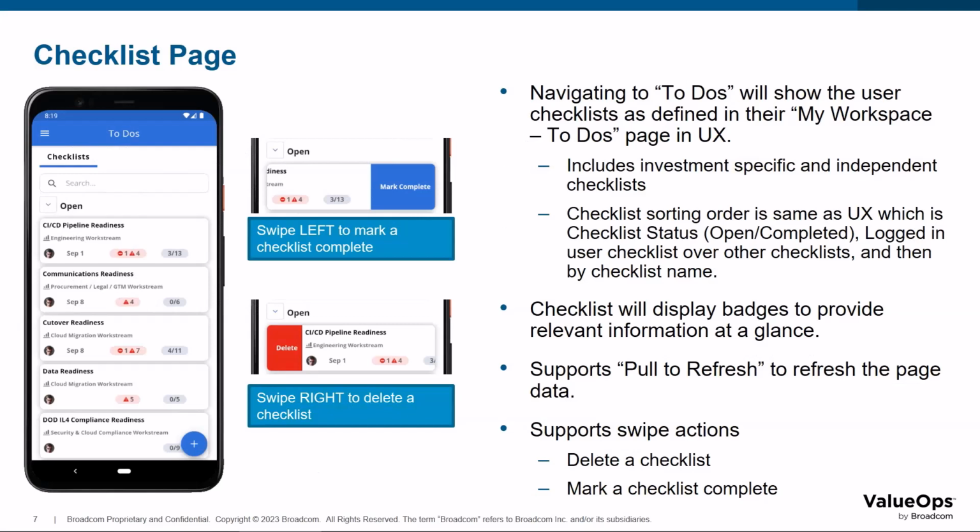The checklist will display badges on top of it to provide some relevant information at a glance to the user so that they can act on their checklist accordingly. Similar to action items, we also support the pull to refresh functionality. So if there is any update, the user can just pull down to refresh their checklist page. And we also now support the swipe action in the checklist, where you can swipe to either delete a checklist or swipe to mark a checklist complete. So if swiping left, you can complete a checklist, and swiping right, you can delete a checklist.